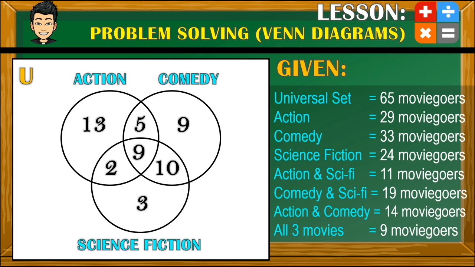Lastly, to check kung may mga elements tayo outside the Venn diagram, i-add lang natin lahat. So 13 plus 5 plus 9 plus 2 plus 9 plus 10 plus 3, the answer is 41. Since ang universal set natin ay 65, ima-minus natin yung 41 sa 65. So 65 minus 41, we have 14 elements outside our Venn diagram.